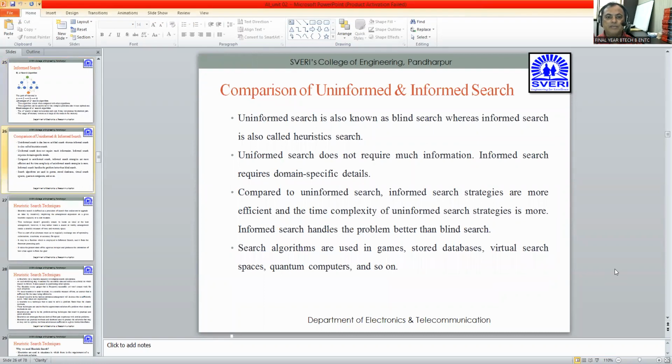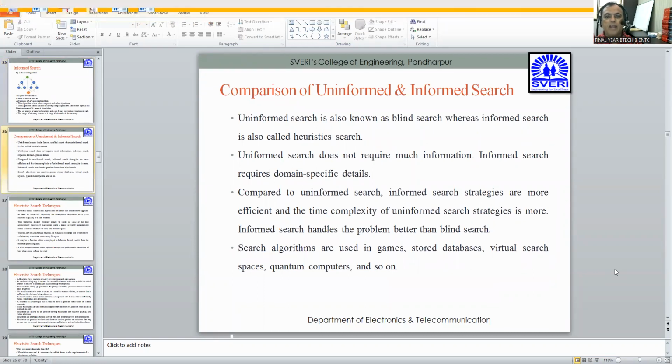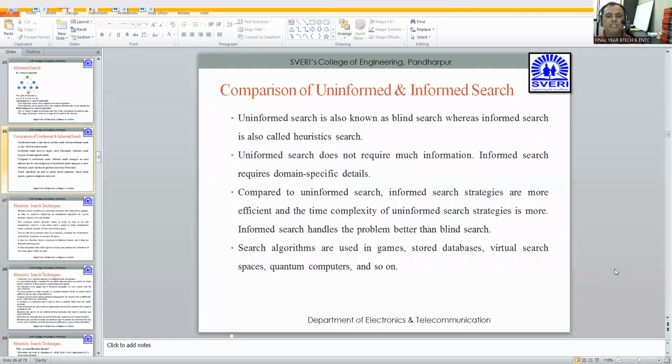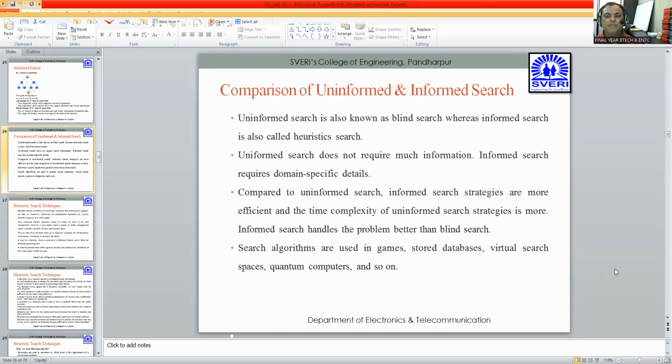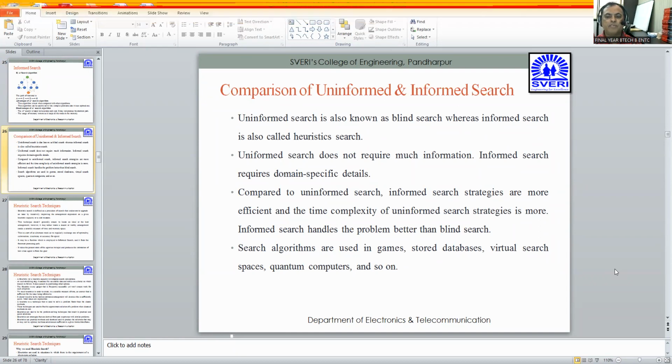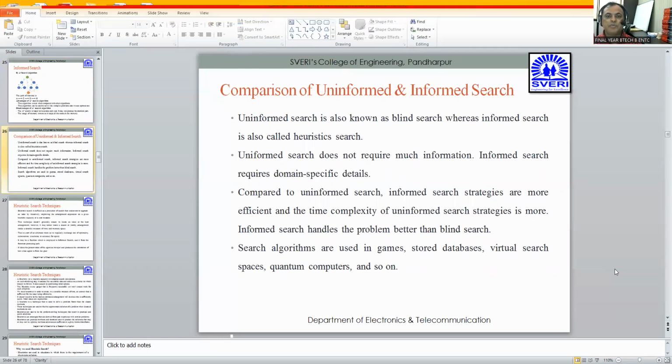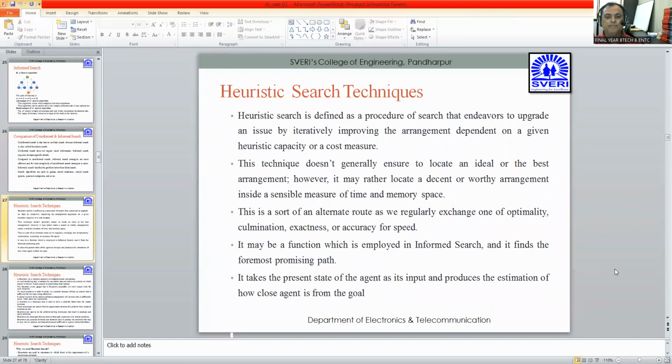This is the comparison. So uninformed is a blind search, whereas informed search is heuristic. Uninformed does not require much information, whereas informed requires domain specific details. Compared with uninformed, informed search strategies are more efficient, and the time complexity of uninformed is more. Informed search handles the problem better than the blind search. This is the difference between informed and uninformed.